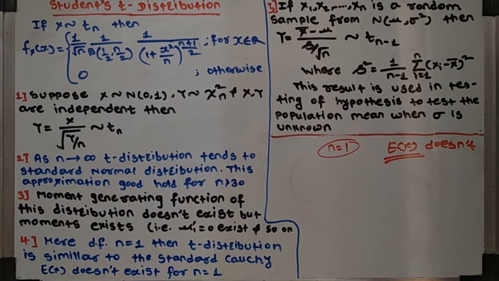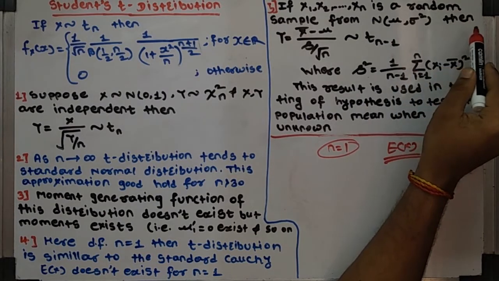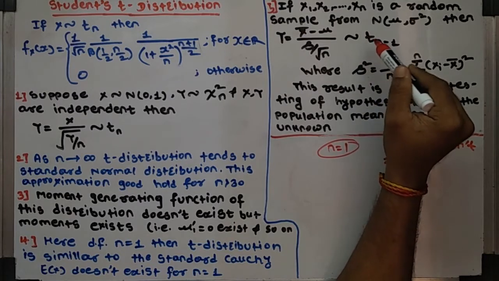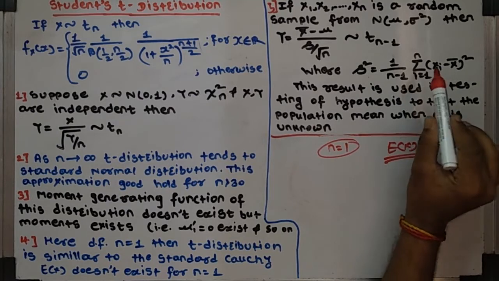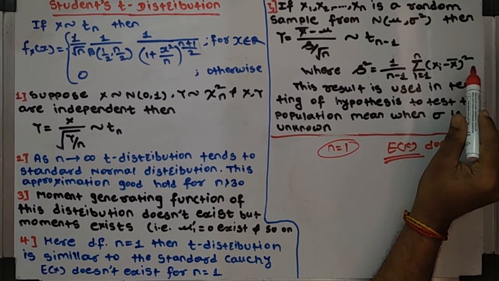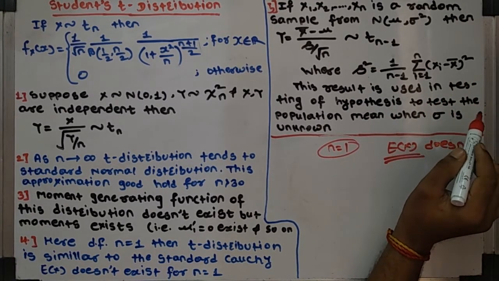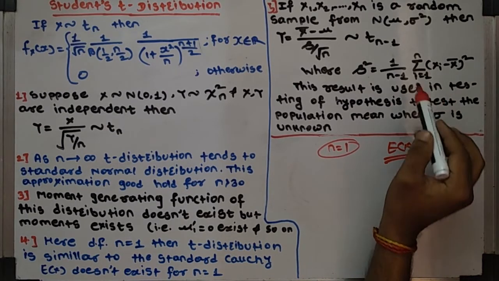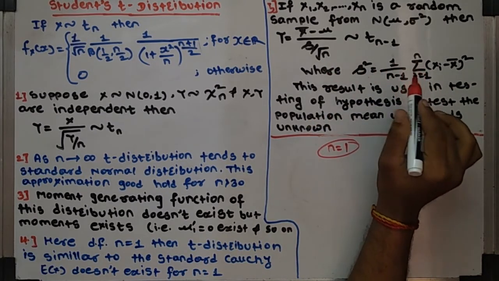Fifth result is, if x1, x2, ..., xn is a random sample from normal(mu, sigma square), then t equal to (x bar minus mu) divided by (s upon under root of n) follows t with n minus 1 degrees of freedom, where s square equal to 1 upon (n minus 1) summation i equal to 1 to n of (xi minus x bar) whole square. This result is used in testing of hypothesis to test the population mean when sigma is unknown. Here s square is an unbiased estimator of variance, that is sigma square.